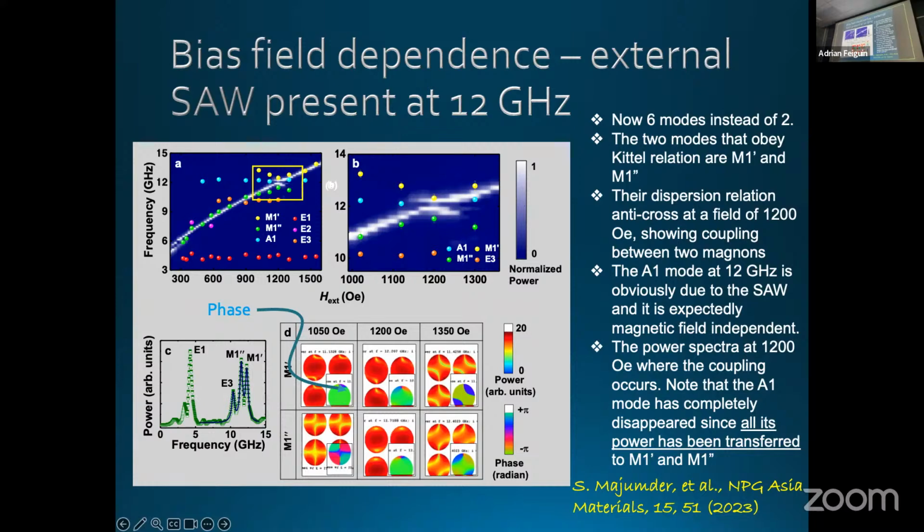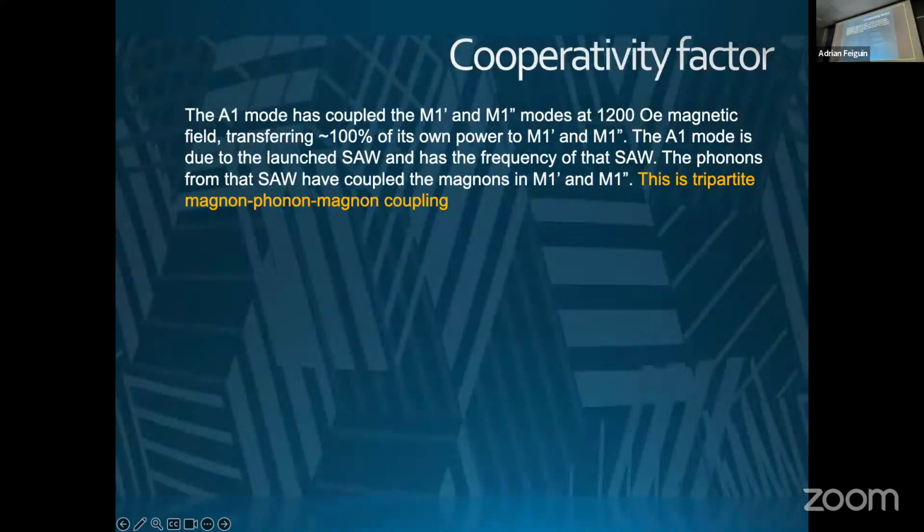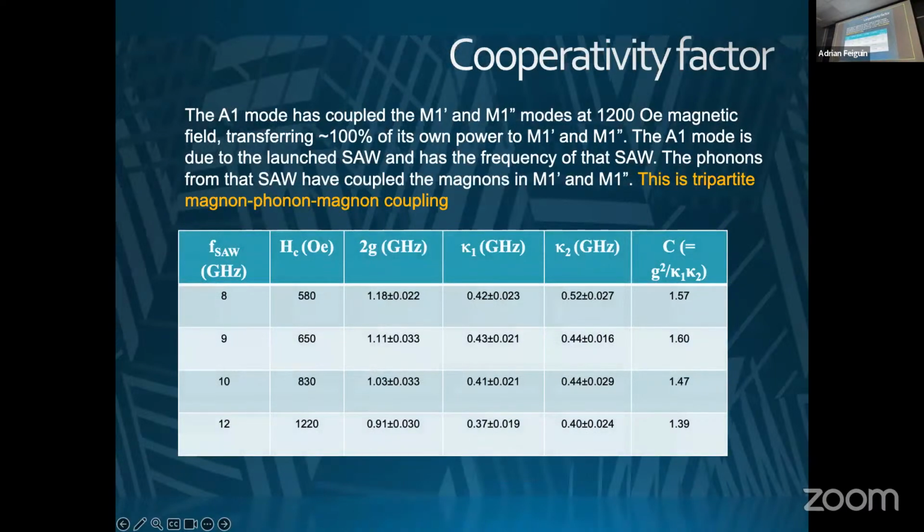And then the other thing that you need to know is what is the loss rate. So loss rate of this, you can look at the peak widths, and from the peak widths, full width at half maximum, you can calculate the loss rate. And these two quantities determine the cooperativity factor. If the cooperativity factor is greater than 1, then we say it's strong coupling. If it's less than 1, it's weak coupling, right? So these are the cooperativity factors, and you can see that they're always greater than 1. So we actually have strong coupling taking place between the two magnets.